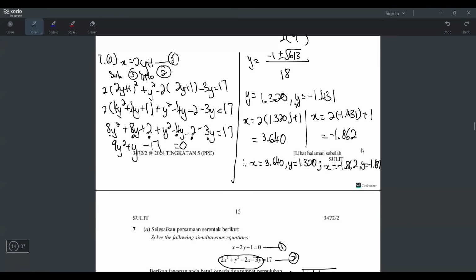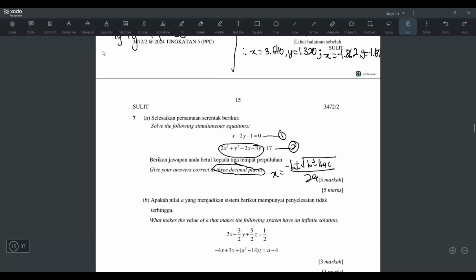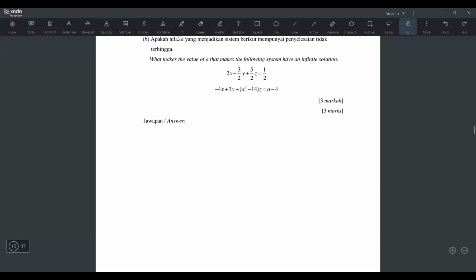Okay, and they will give you full marks here, right? This symbol means "or". So x equals this, y equals this, or x this, y this, right? Okay, so that's all. That's the answer. So that's it. Now let's do B.